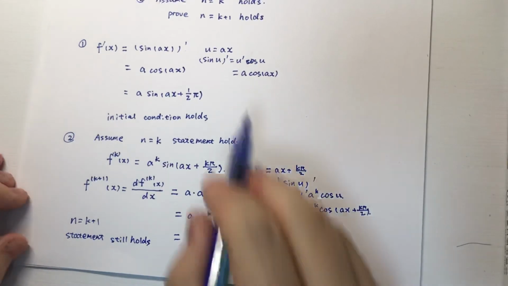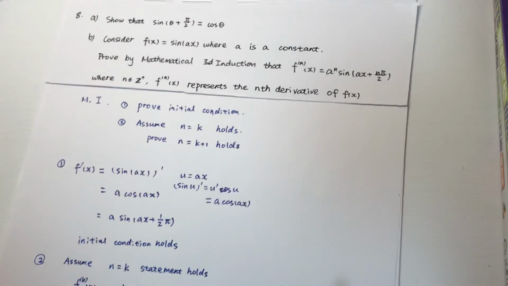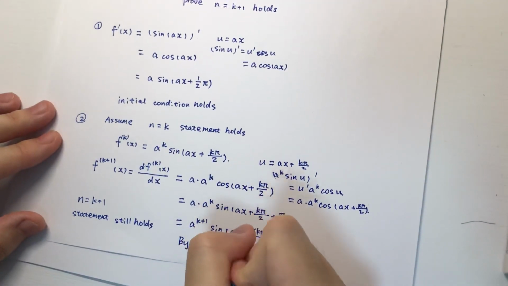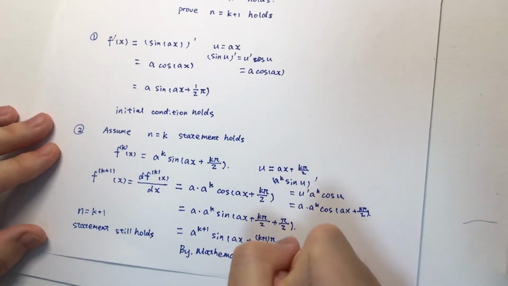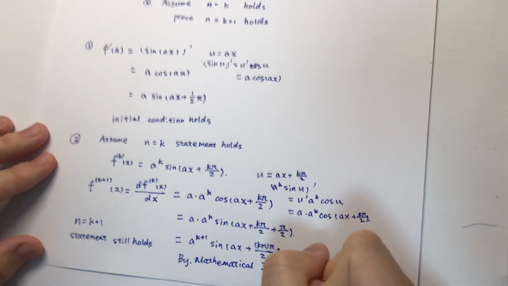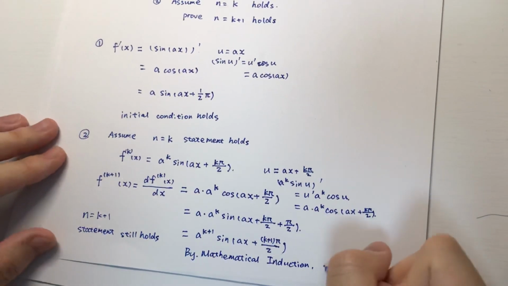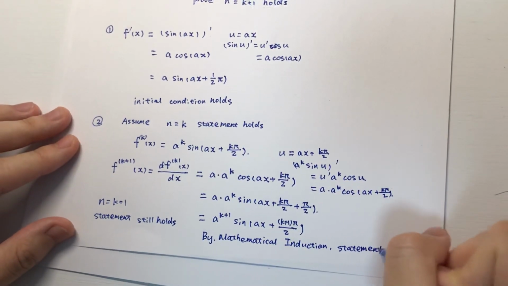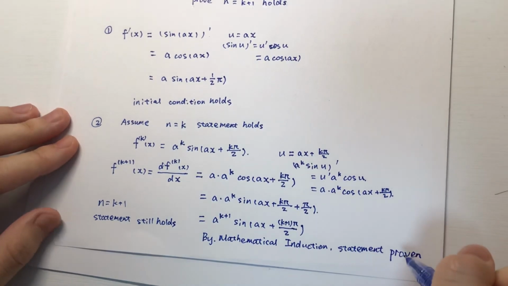Okay, so now we finish both steps and we can make the conclusion, that is by mathematical induction, the statement is proven. So that's all for 8b.